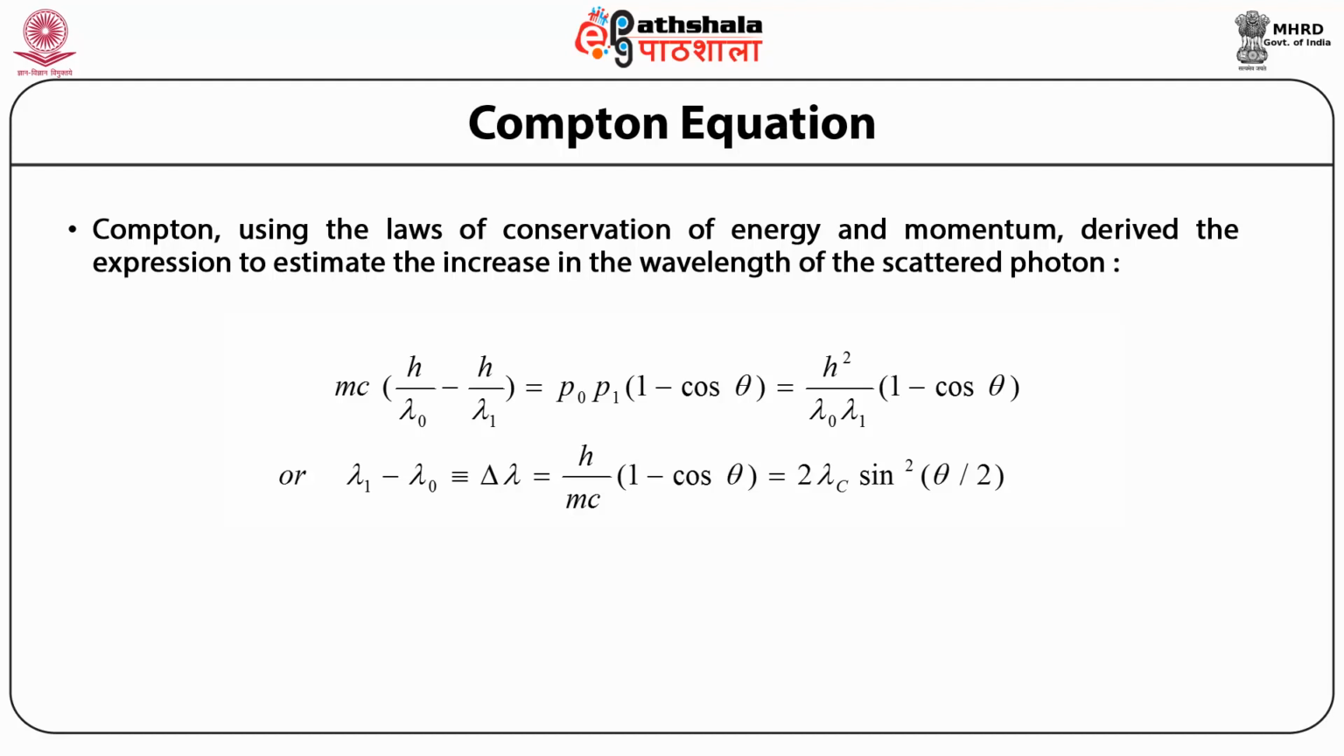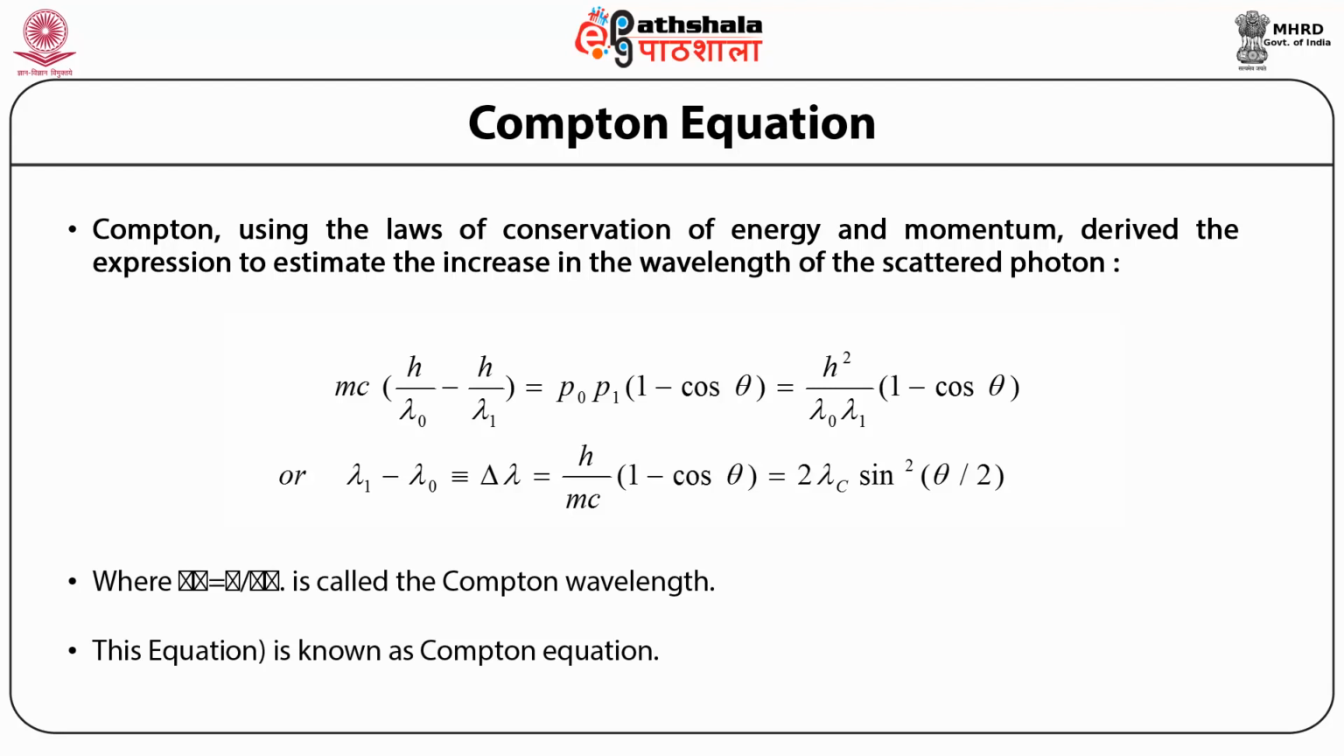cos theta) equals 2 lambda c into sin square theta by 2, where lambda c equals h by mc is called the Compton wavelength. This equation is known as the Compton equation. The Compton wavelength is in fact the wavelength shift when scattering takes place at 90 degrees and can be experimentally observed, which can be compared with the calculated value. This is found to be in excellent agreement with the prediction of Compton's theory.